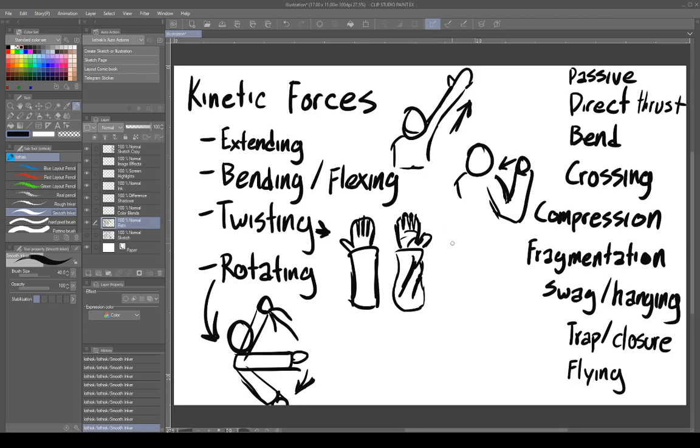Any time that you're doing any one of these motions, all of these can lead to these types of wrinkles. All of these.